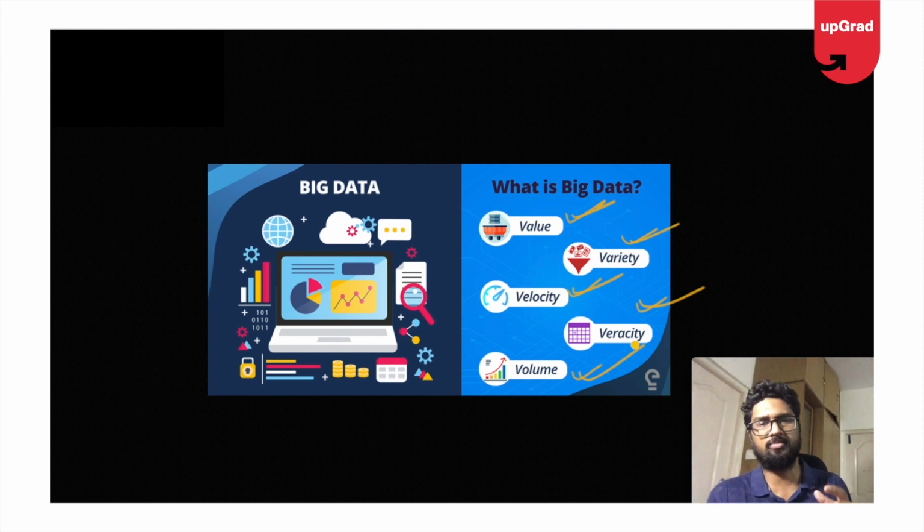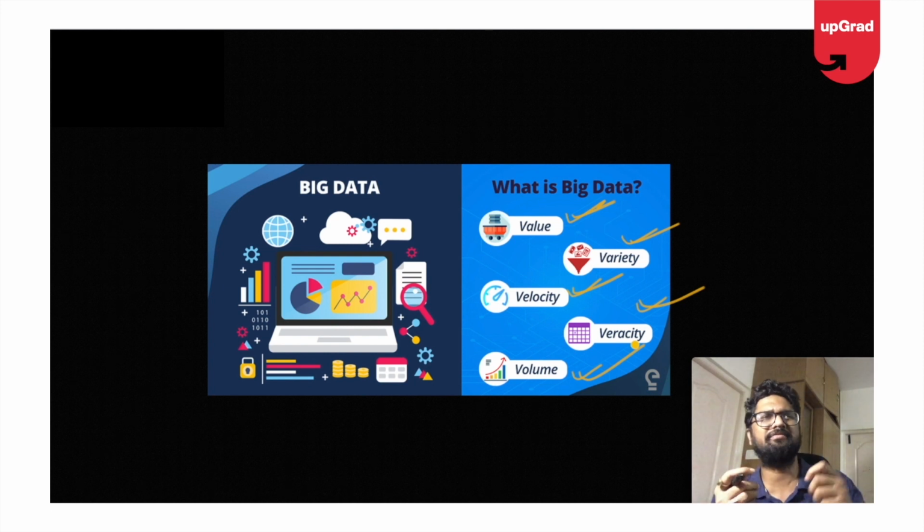So when we talk about big data, we also talk about the rate at which I'm getting the data. And then at the end of the day, we talk about volume, that is how much data we are storing, and at what rate we are storing data over a period of time, right? So whenever we talk about big data, we always talk in terms of value, variety, velocity, veracity, and volume. All of this together comprises big data.